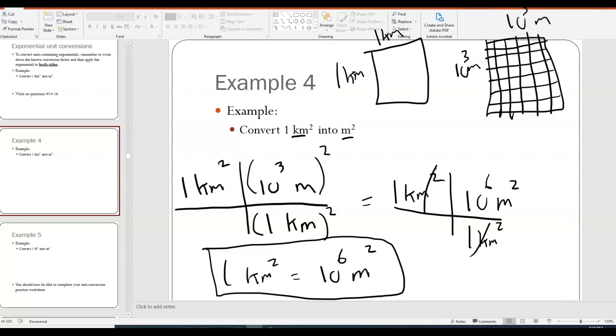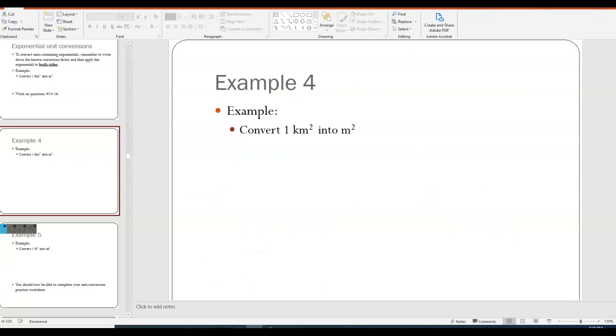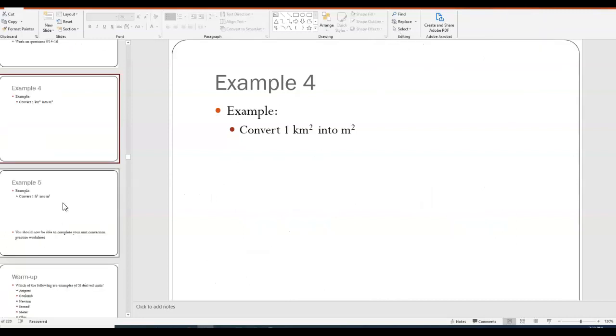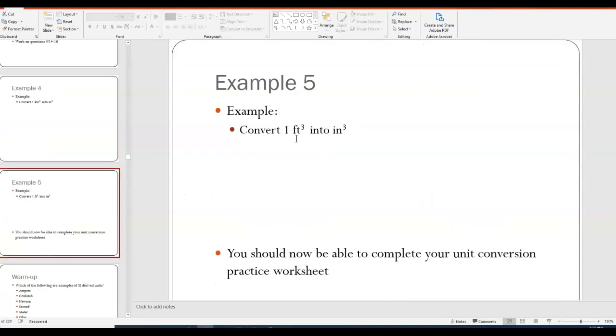And we're going to do one more. This one's a little more complicated. I'm going to erase this, so pause it here if you want to write that down. And the last example in this video says convert 1 cubic foot into cubic inches. So see if you can do this one on your own. Pause it here. Try to do example 5 on your own.